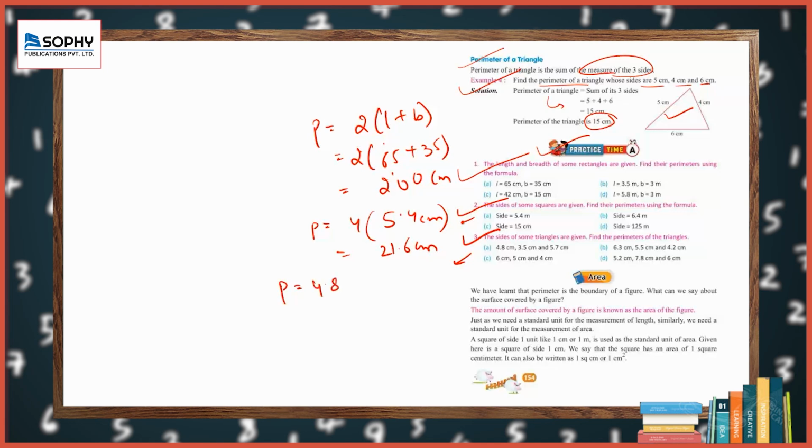So that is 4.8 plus 3.5 plus 5.7 centimeter, that is equals to, very good students, 14 centimeter. Now let's look at the area.